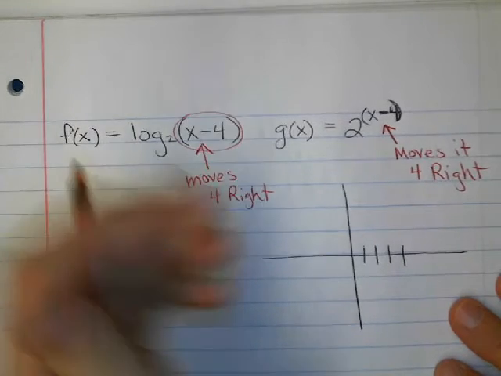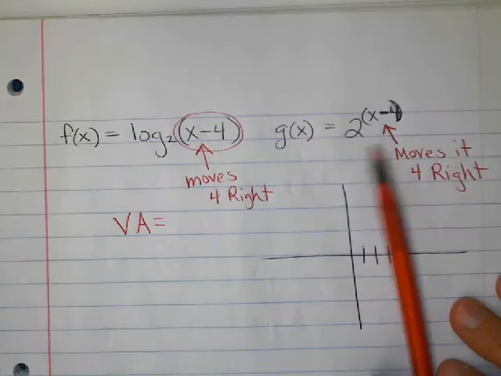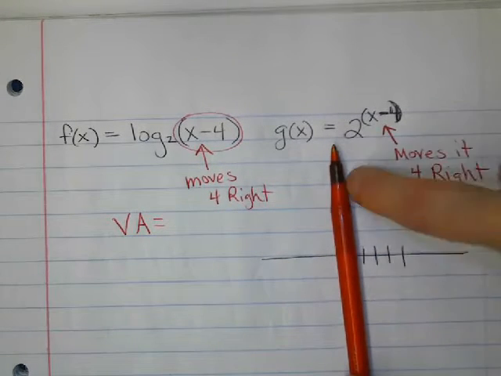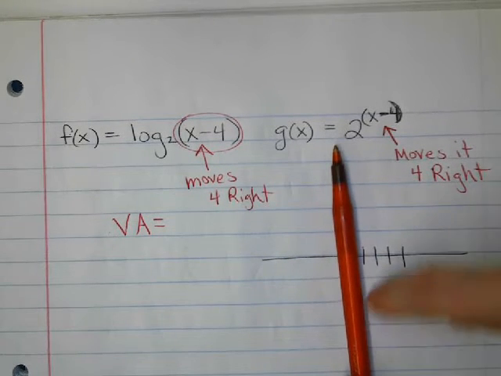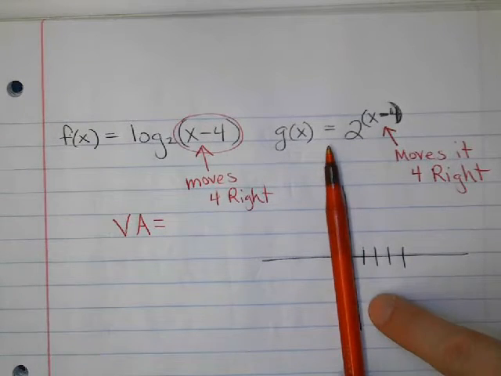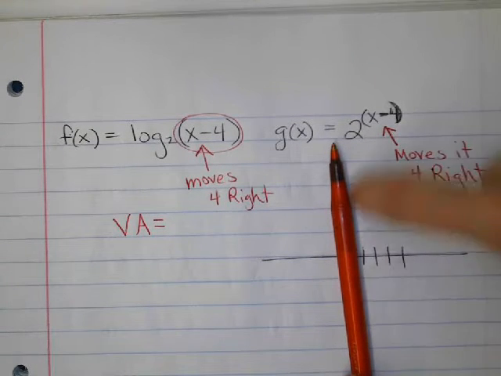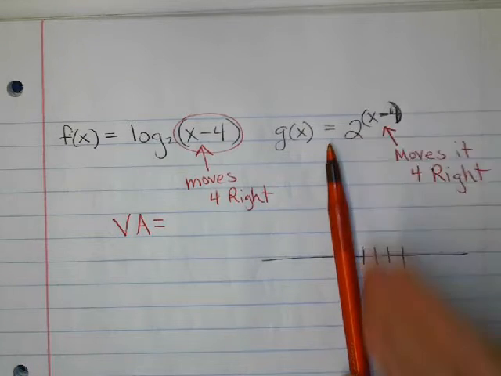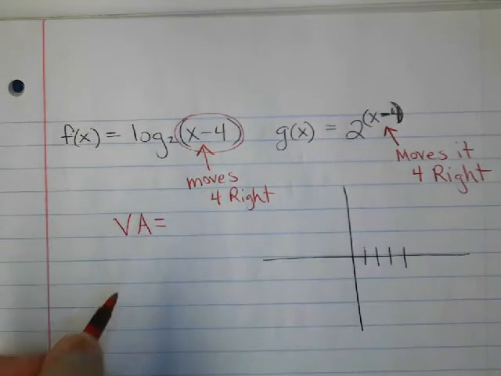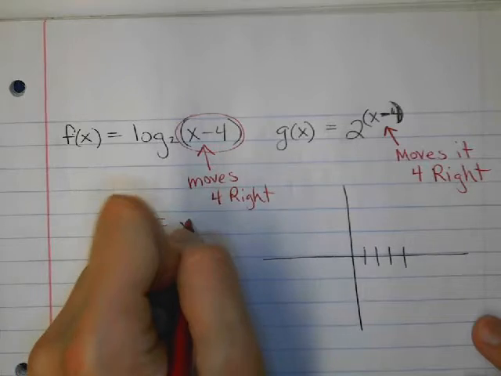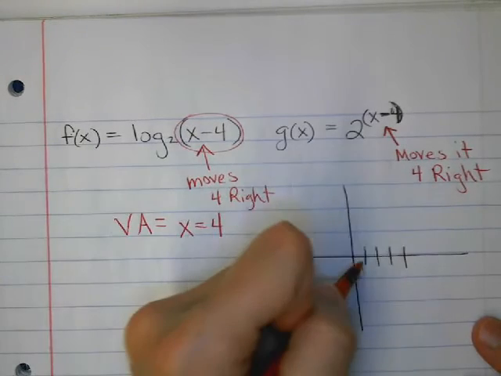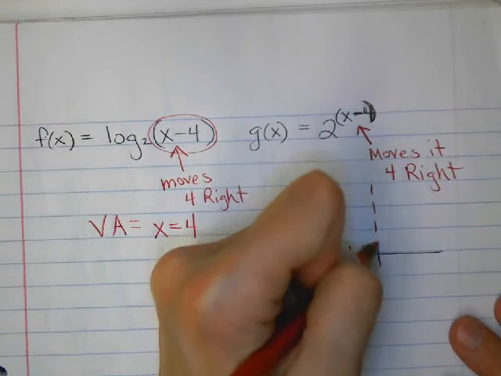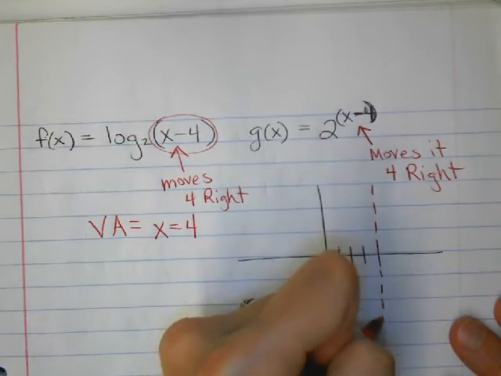Instead of being at x equals 0, at the center of the graph, because the logarithmic graphs, if it's not shifted left or right, usually have a vertical asymptote of x equals 0, right along the y-axis. But if we're moving 4 to the right, now your vertical asymptote is x equals 4. So if I go 4 to the right, 1, 2, 3, 4, make a dotted line there for your vertical asymptote. That's going to be really helpful.